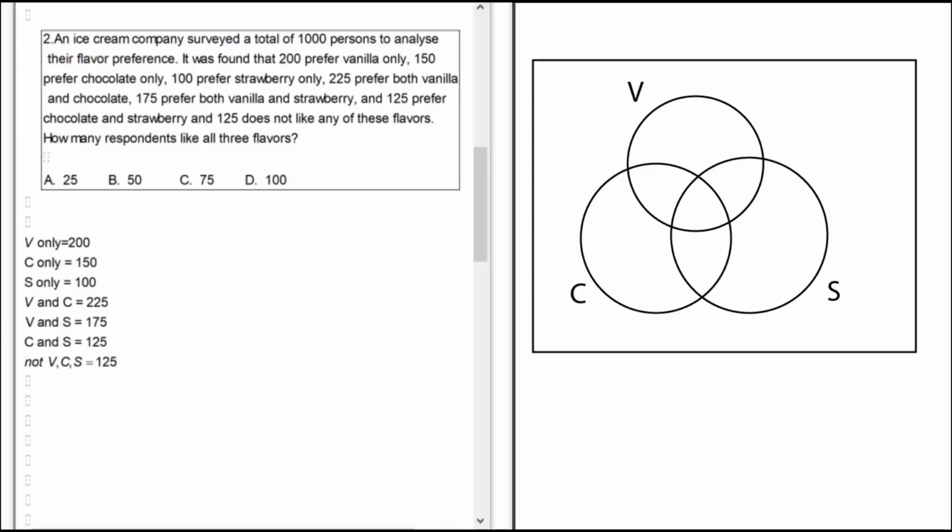So, as I've mentioned previously, the trick to solving Venn diagram problems is to start with the intersection. Do we know the value for the intersection between V, C, and S?